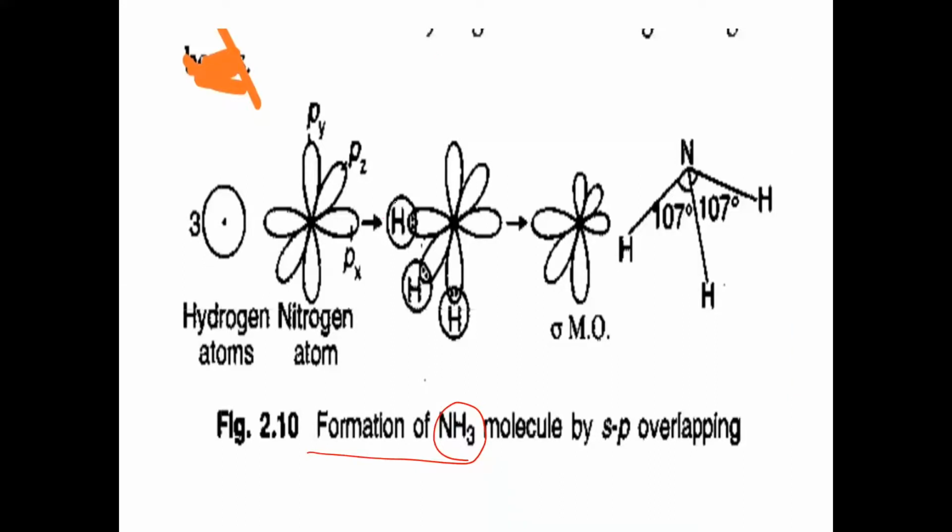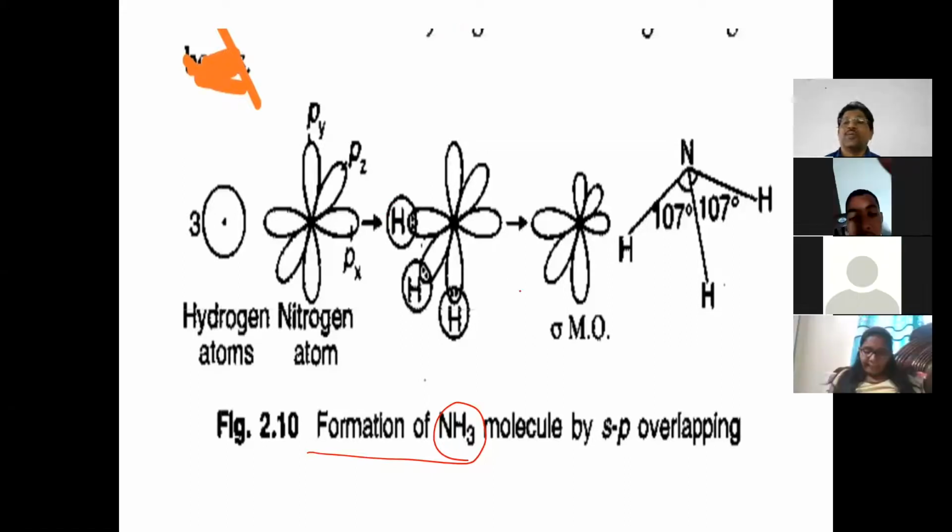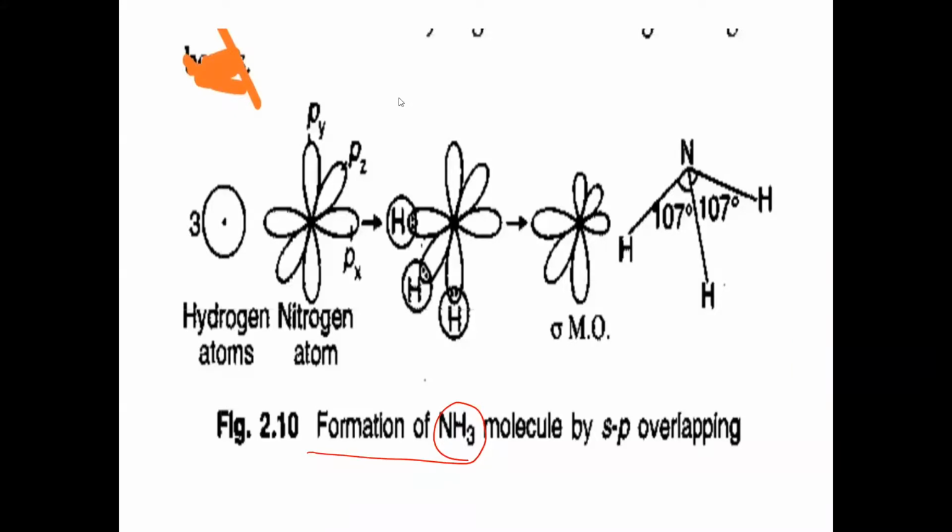The NH3 molecule is the ammonia molecule. In the formation of NH3, how many nitrogen atoms are required? One nitrogen atom is required. And how many hydrogen atoms are required? 3 hydrogen atoms and 1 nitrogen atom, right?